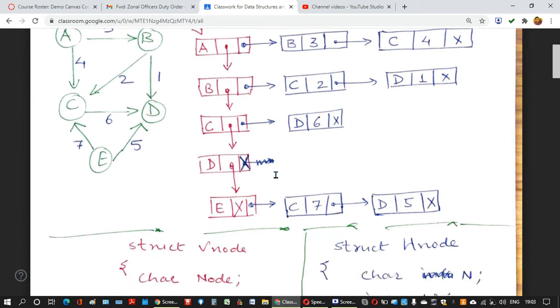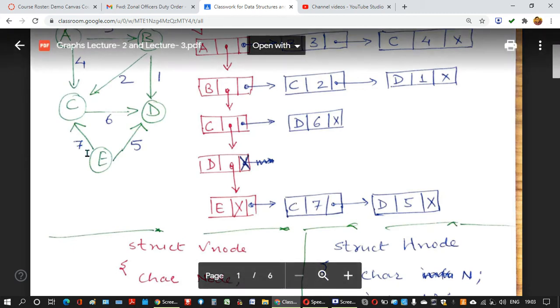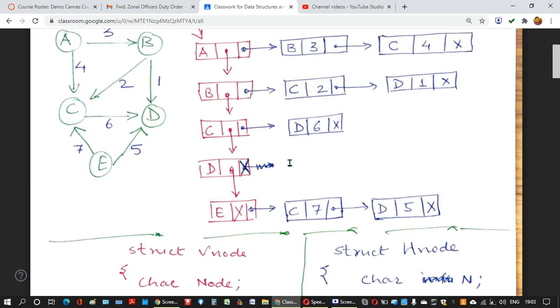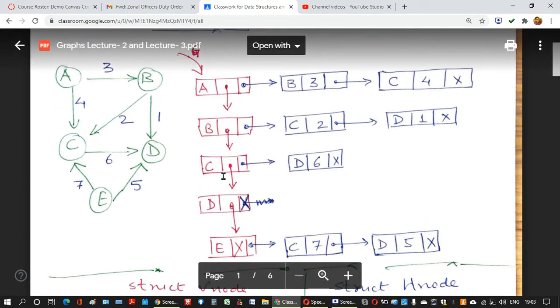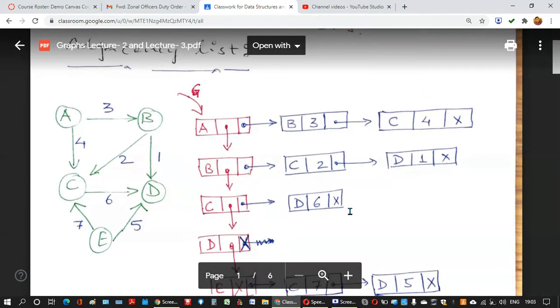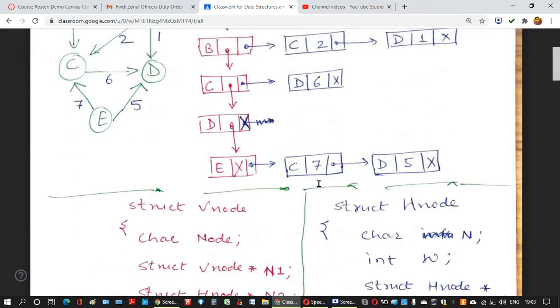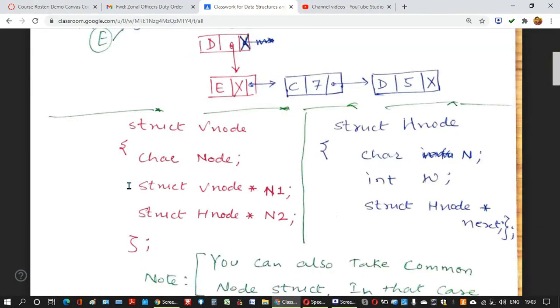D2, no outgoing. E2, only two outgoing, 7 and this 5. So E to C of weight 7, E to D of weight 5. So these two nodes and links between them. Now, if you represent it in this manner, then this is called an adjacency list of a graph.